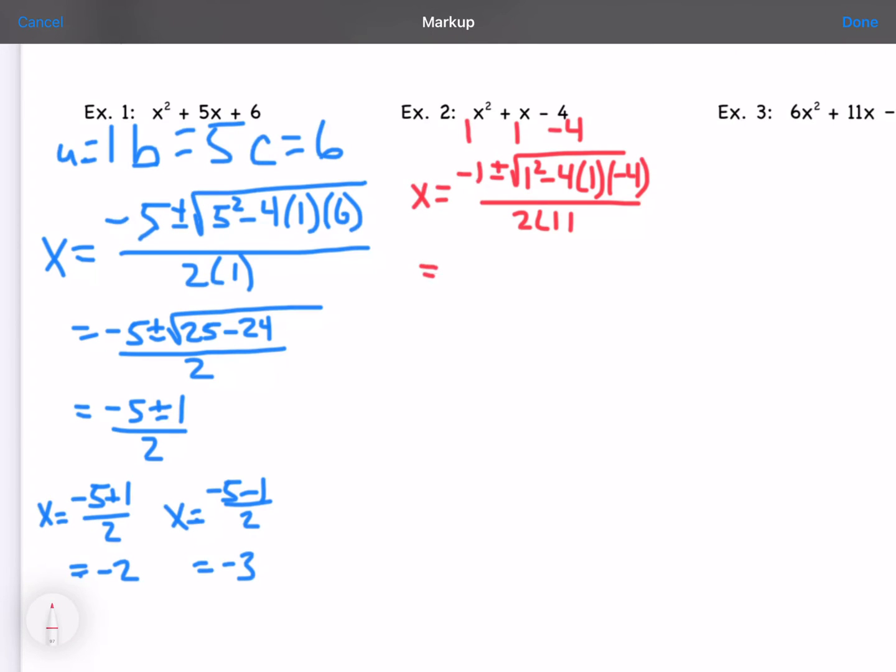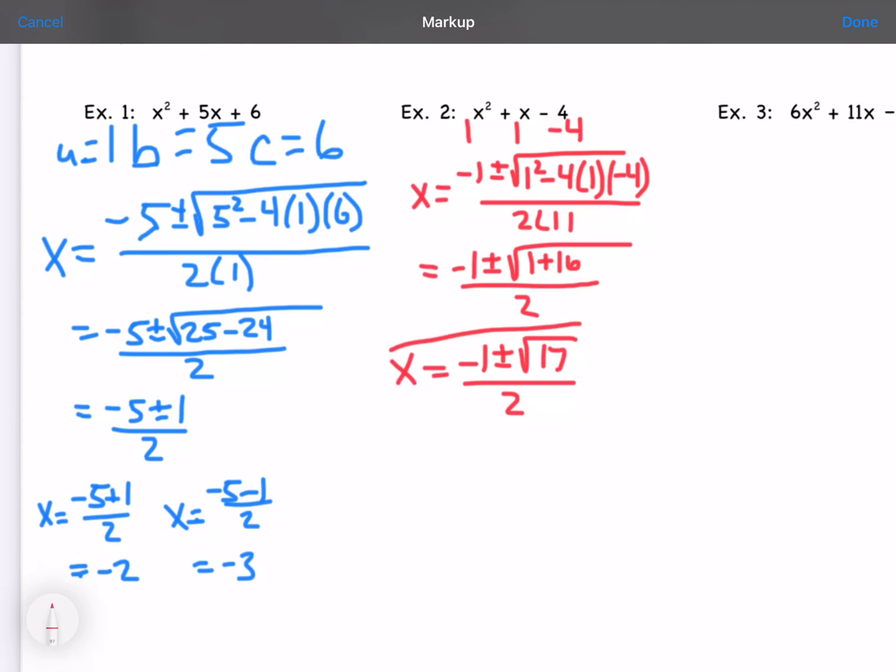So that gives us negative 1 plus or minus square root of 1. And then we have minus 4 times 1 times minus 4 is plus 16. All of it divided by 2. So x equals negative 1 plus or minus the square root of 17, all of it divided by 2. And there's nothing else we can do because 17 has no factors, and so we can't pull anything out, and it's not a perfect square.